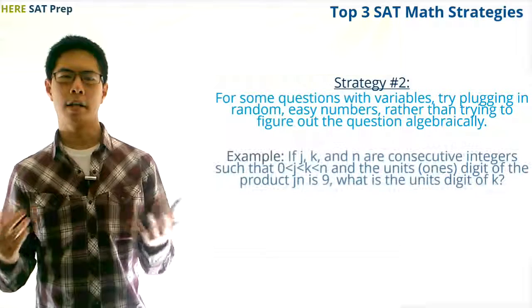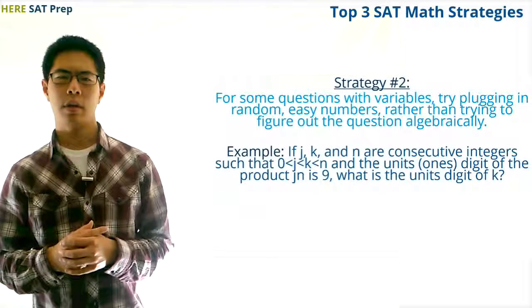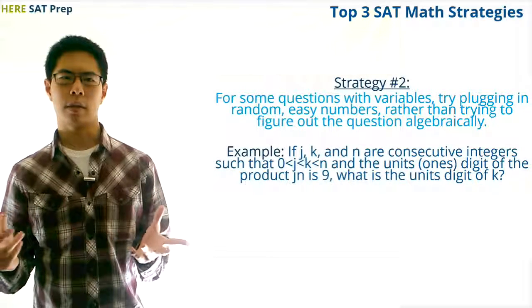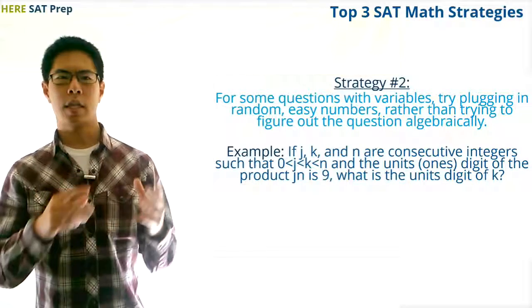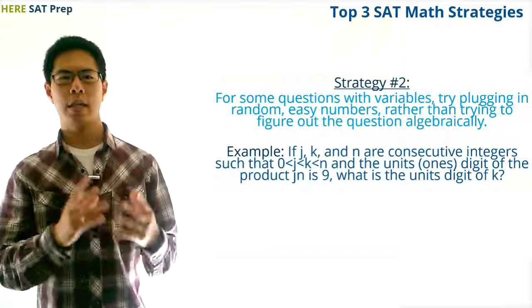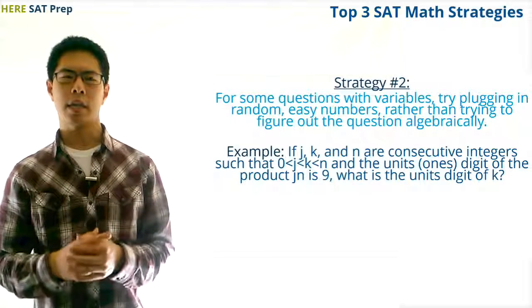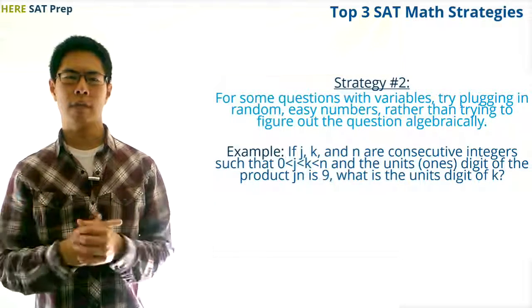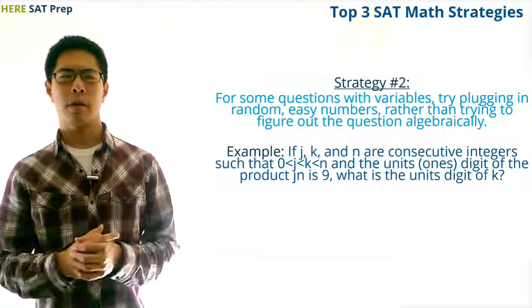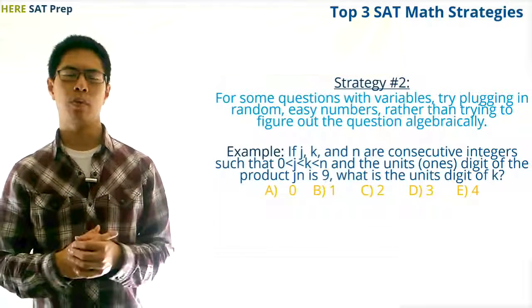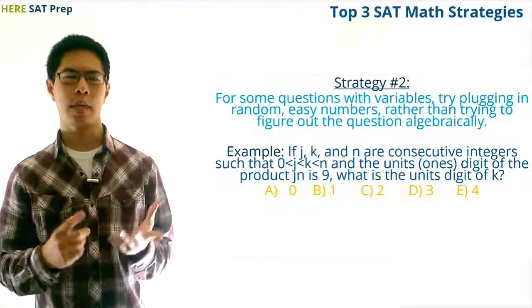Let's take a look at an example where this strategy can be really helpful. First, take a look at this question. If j, k, and n are consecutive integers such that 0 is less than j, j is less than k, k is less than n, and the units or ones digit of the product jn is 9, what is the units digit of k? Our choices are A 0, B 1, C 2, D 3, and E 4.